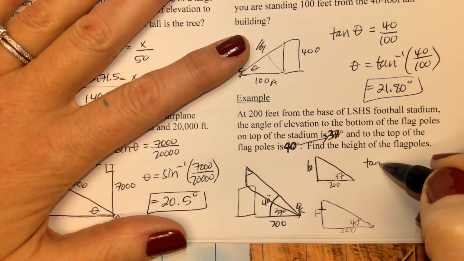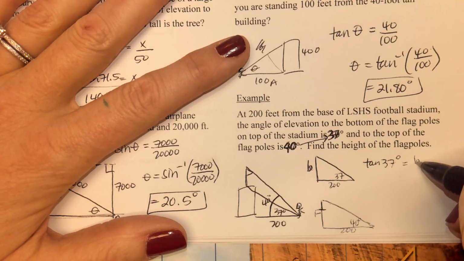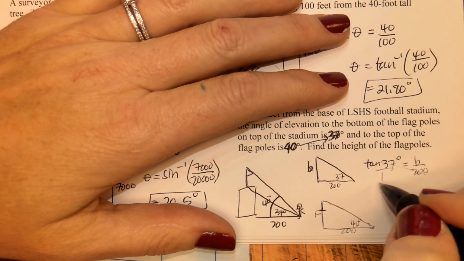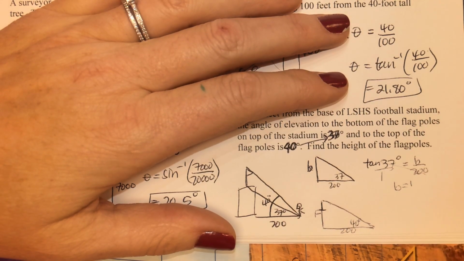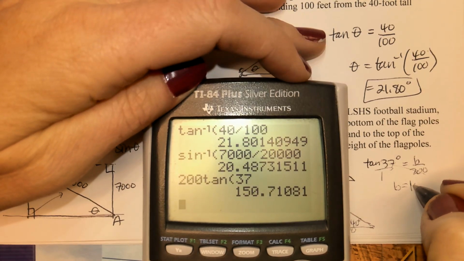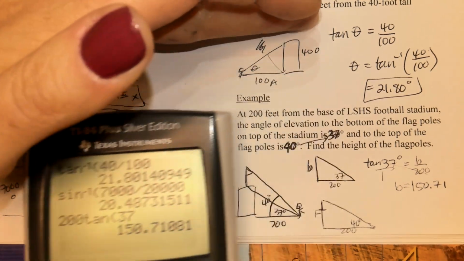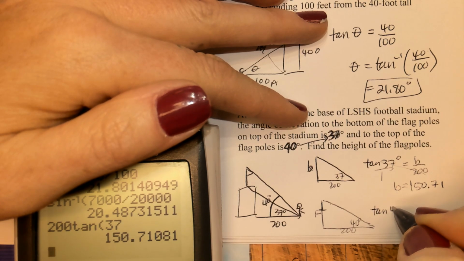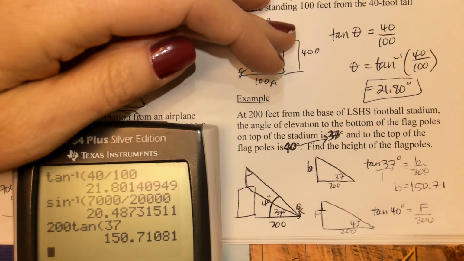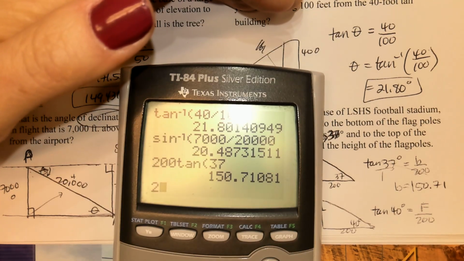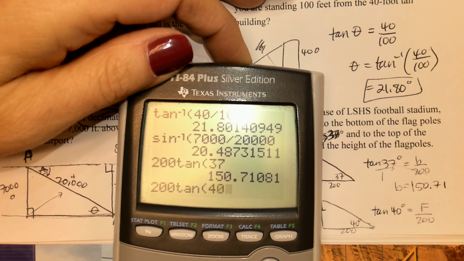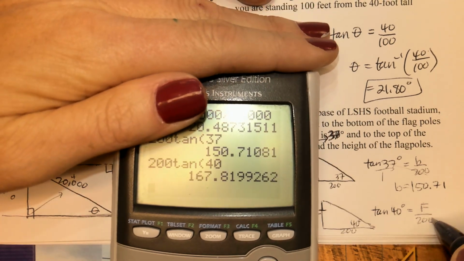So this is going to be tangent 37 equals b over 200. Come on, pen, last till the end of this. So this will be 200 tan 37, which is about 150.71. The other one will be tan of 40 equals flagpoles over 200. So again, 200 and tan of 40. That looks like it's 167.